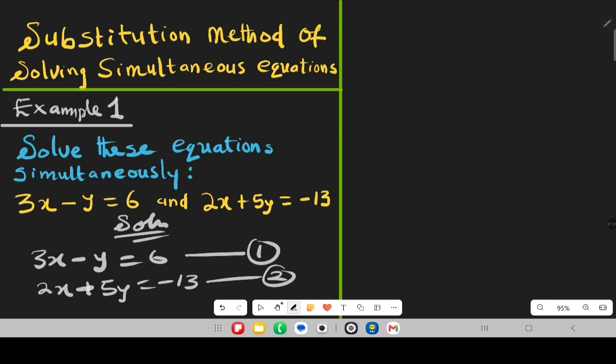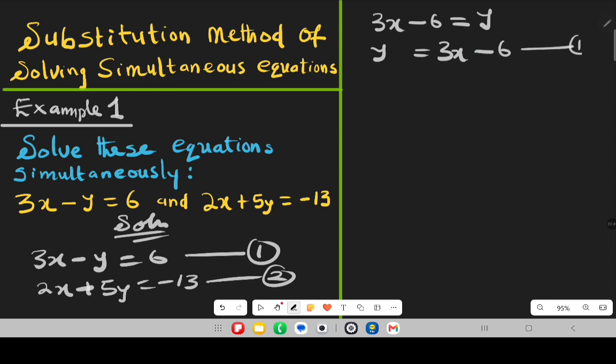What we do, we make x or y the subject of formula in any of these equations. And it's easier to make y the subject of formula in equation 1. Then equation 1 becomes 3x, moving 6 to the other side of the equal sign, crossing the sign of equality becomes minus 6 equals minus y. Crossing the sign of equality to the other side, it becomes plus y. It's just rearranged. Therefore, y is equal to 3x minus 6.